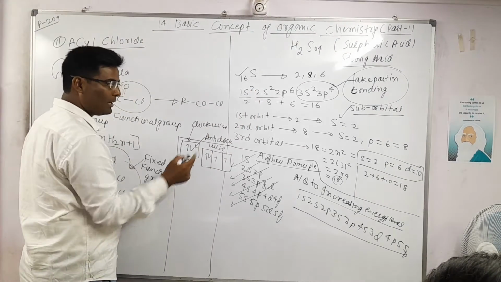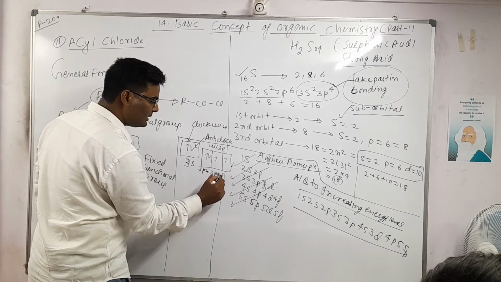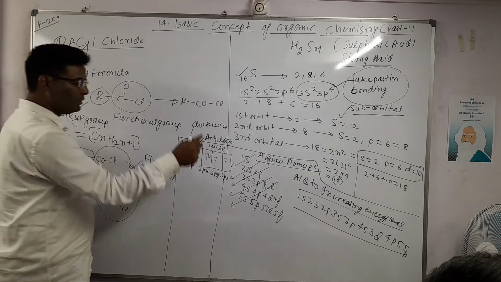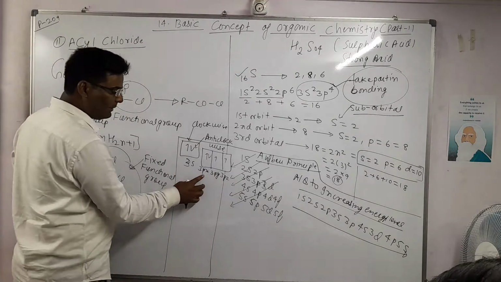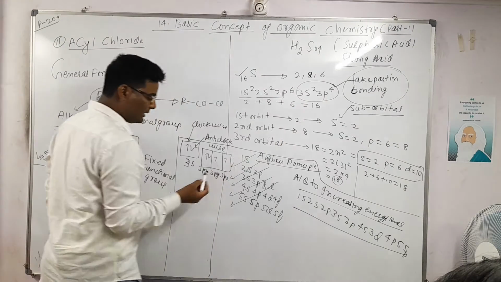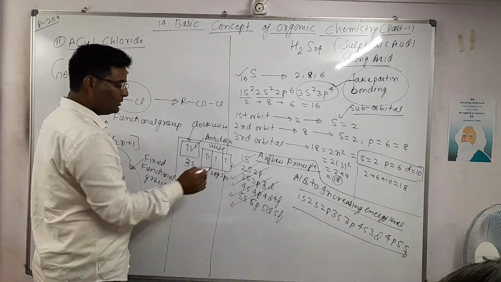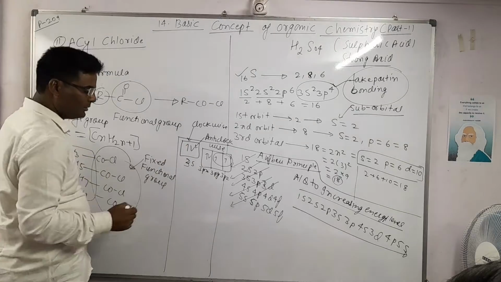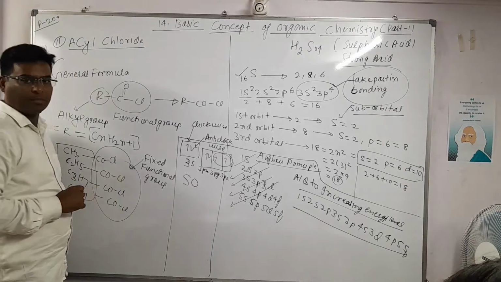Next is 3px, 3py, and the next one is 3pz. Understood? So p is divided into 3 subcells, called 3px, 3py, 3pz. Okay? So a total of 4 electrons are there. I have filled first clockwise 1, 2, 3, then 4, right? This one is an unpaired electron, and this is paired.